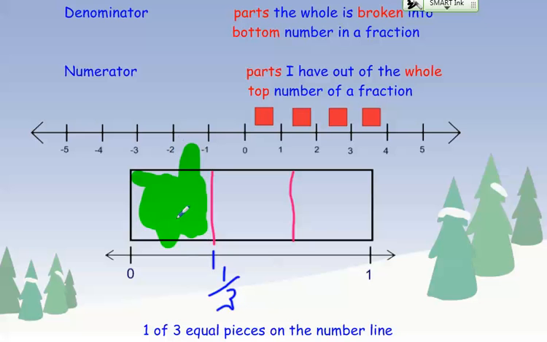So I have 1 out of 3 equal pieces, or that is 1/3. The 1 is my numerator. It tells me how many I have. The 3 is my denominator. It's how many total pieces I have. The 3 is how many pieces you cut that whole into.